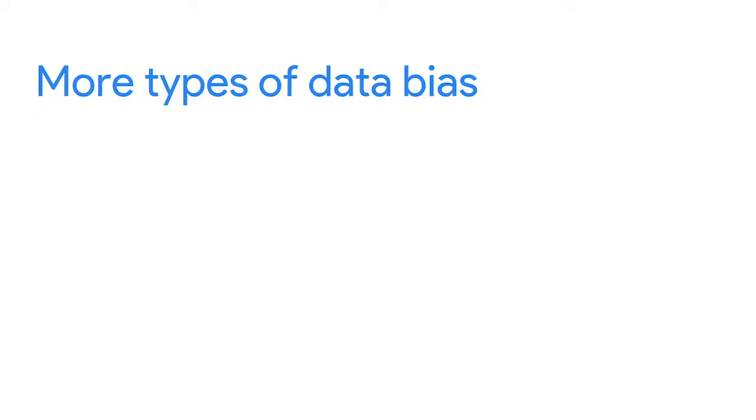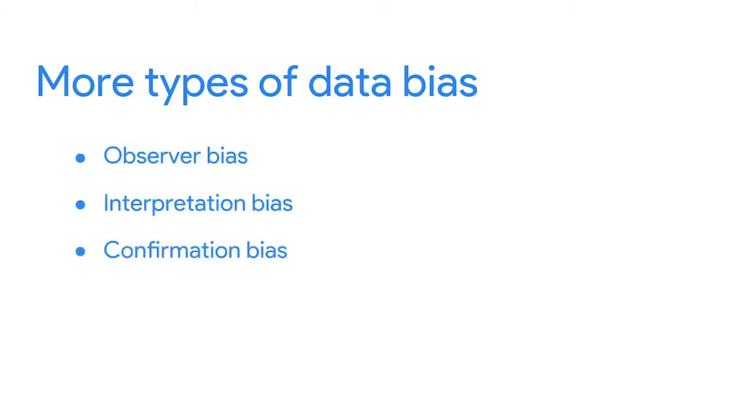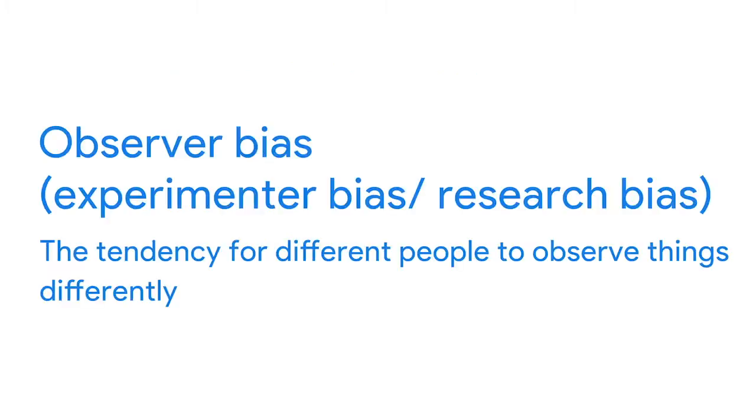In this video, we'll explore 3 more types of data bias: observer bias, interpretation bias, and confirmation bias, and we'll learn how to avoid them. Let's start with observer bias, which is sometimes referred to as experimenter bias or research bias. Basically, it's the tendency for different people to observe things differently. You might remember earlier we learned that scientists use observations a lot in their work, like when they're looking at bacteria under a microscope to gather data. Well, 2 scientists looking into the same microscope might see different things.